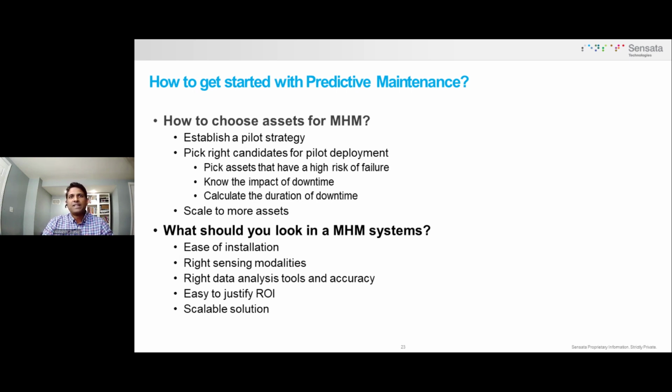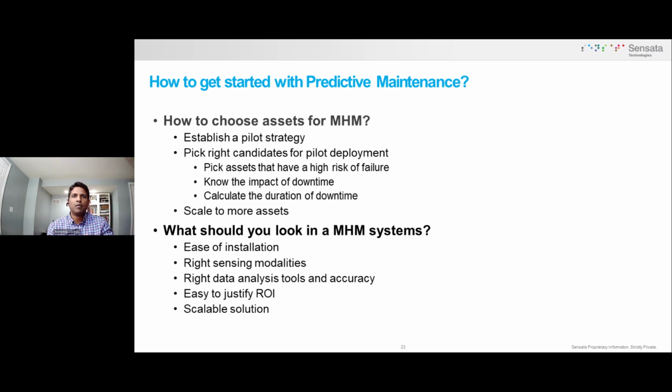It should also have the right sensing modalities. Think about what type of sensor you would need to give you the complete information about the health of the asset. Is it just a temperature sensor or just a vibration sensor or both? You should be picking up the right sensing modalities for that.